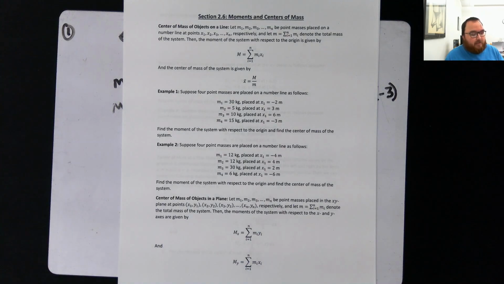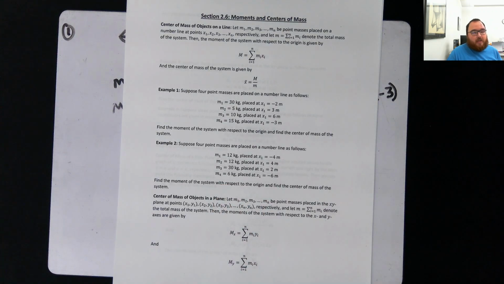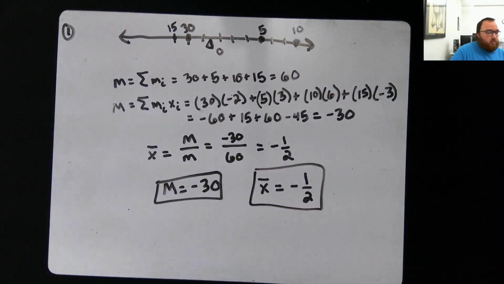Suppose 4 point masses are placed like this. Mass is equal to 12 at the point at -4. Another mass of 12 at the point 4. Another mass of 30 at the point 2. And then another mass of 6 at the point -6. So let's do the same thing.